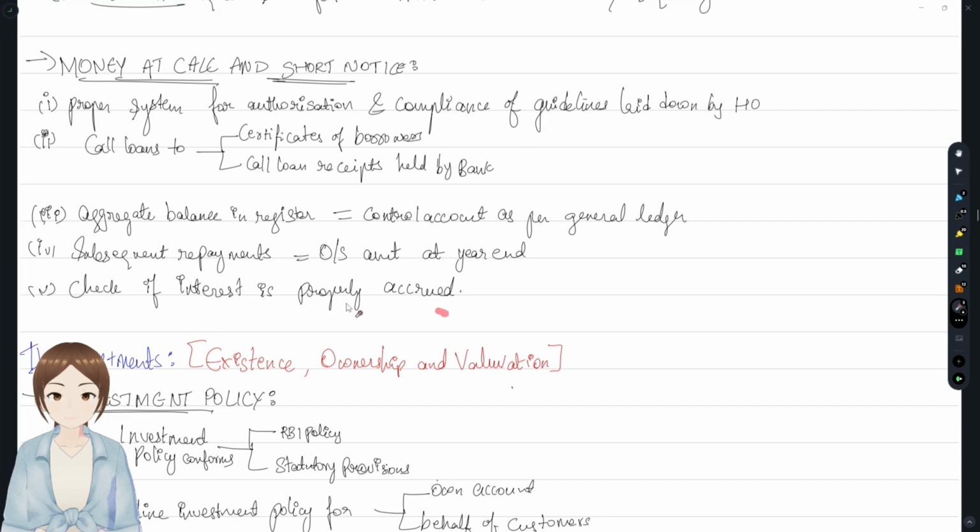And check if the interest was properly or accurately accrued. That is, with regards to loans, we have to check the creditworthiness. But money at call or short notice is mostly between branches or between banks, right? So we need not mention that point specifically. But what we have to check is whether the interest was promptly accrued or not.